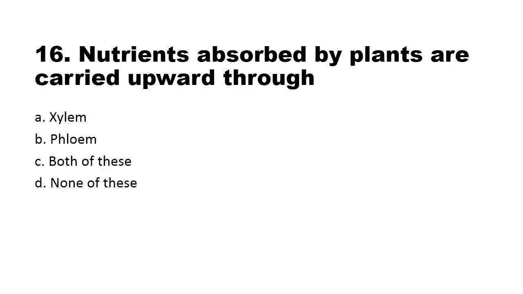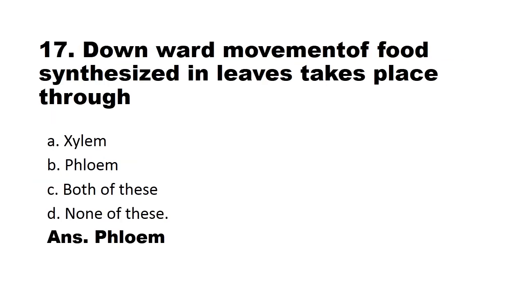Question number 16. Nutrients absorbed by plants are carried upward through option number A, xylem, option number B, phloem, option number C, both of these, and option number D, none of these. And the right answer is xylem. Nutrients which are absorbed by roots are carried upward through xylem tissues in the plants.